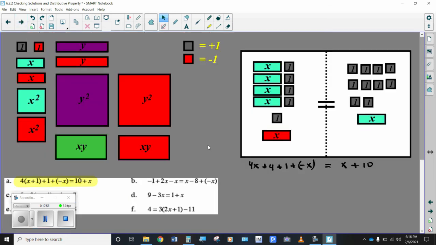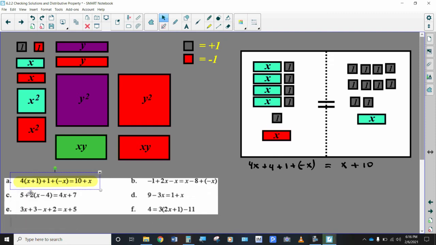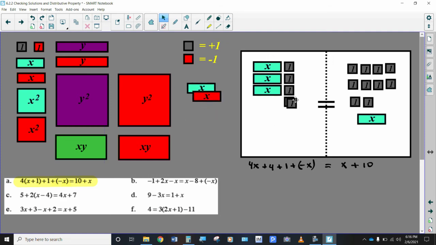I'm going to work through problem number 1. So first off, after creating this on my equation map, I notice there are 4 x's plus 4 plus 1 plus -x. And on the right side, you have your x plus 10. So I'm going to start with removing zeros and combining like terms. So this becomes 3x plus 5, right? 4 and 1 make 5. 4x and -x make 3x, which is equal to x plus 10.